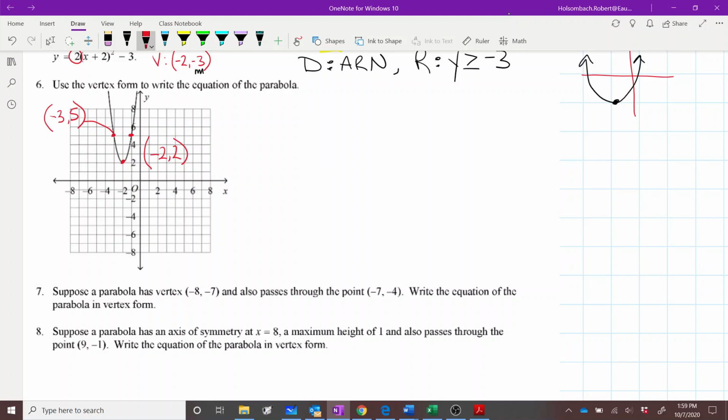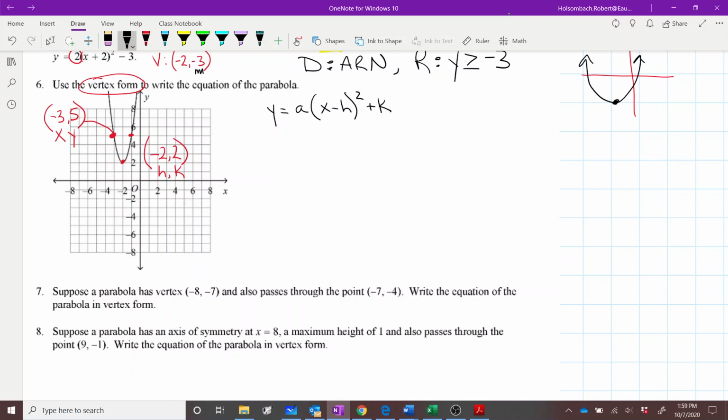Now what we have here, since this (-2, 2) is the vertex, I'm going to call this H and this K. And then since this is a point on the graph, I'm going to call this X and this Y. And now we're going to write vertex form of a quadratic. Vertex form of a quadratic: Y equals A times (X minus H) squared plus K.